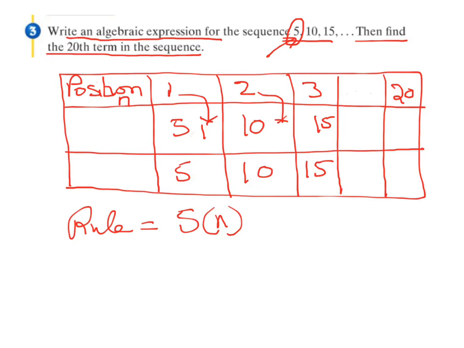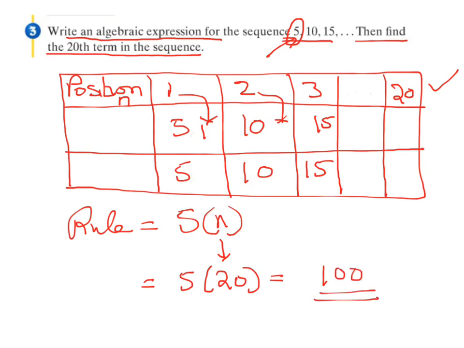So if we are finding now the 20th term, n will be 20. So what will be the 20th term? It will be 5 times 20, and that is going to be 100. So we can form an algebraic expression from a sequence.